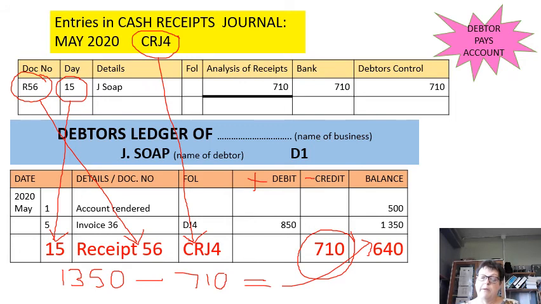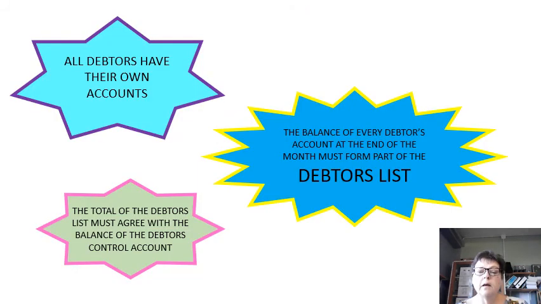So when we sell, he owes more, you write in the debit column. When he pays his account and he owes less, you write in the credit column. Balance you calculate after each individual transaction. It is important to remember that all debtors must have their own accounts. That's really important. And then secondly, at the end of the month, we have to prepare a list with all our debtors and the balances in their accounts.